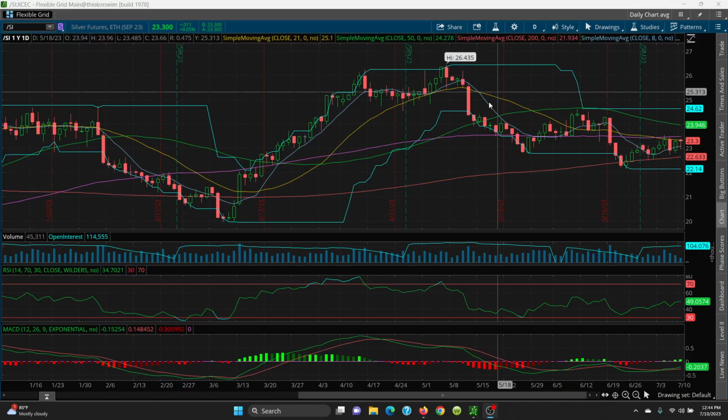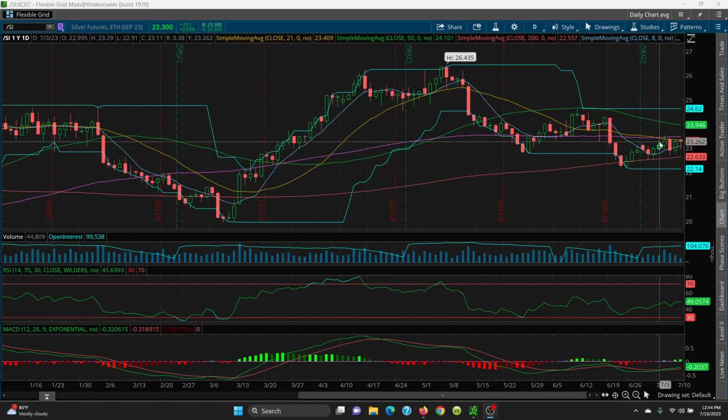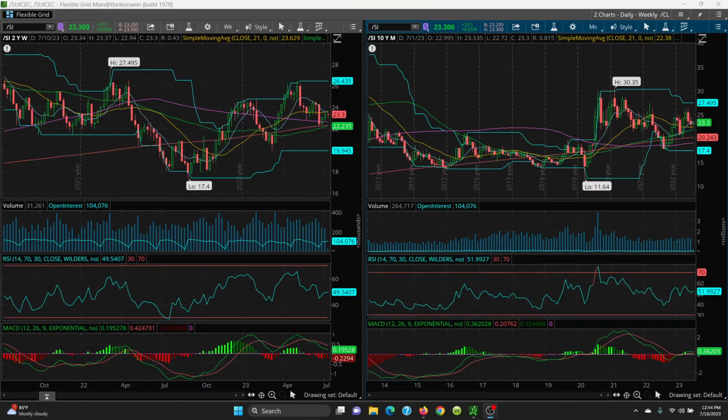Now on the downside, you want to watch that 8 SMA here at 2308, and then if that doesn't hold, then you come right back down to your 200 SMA here at 2263, and then your big retest there is sitting at 2214. So let's take a look here at a weekly and a monthly.